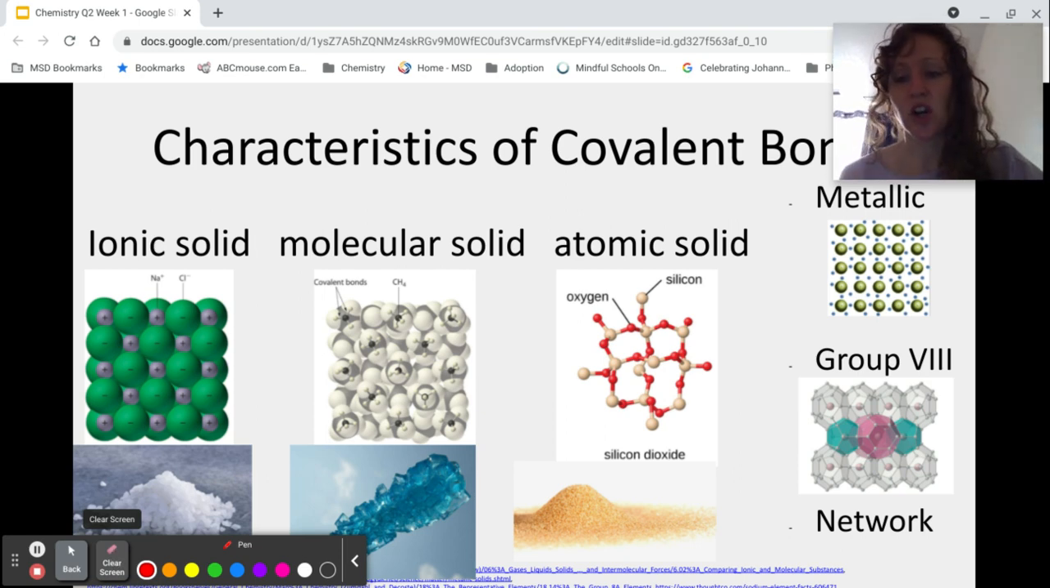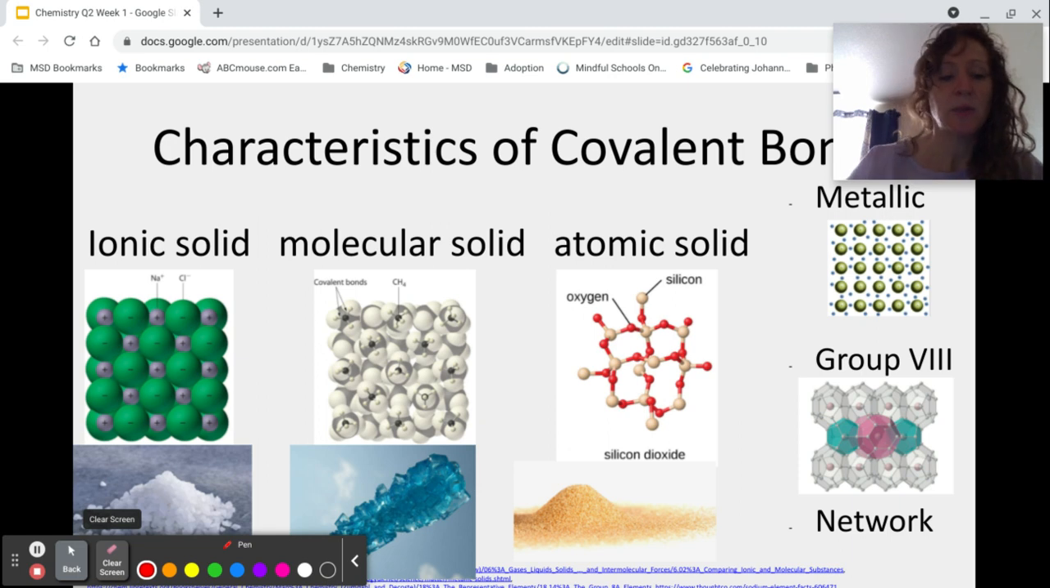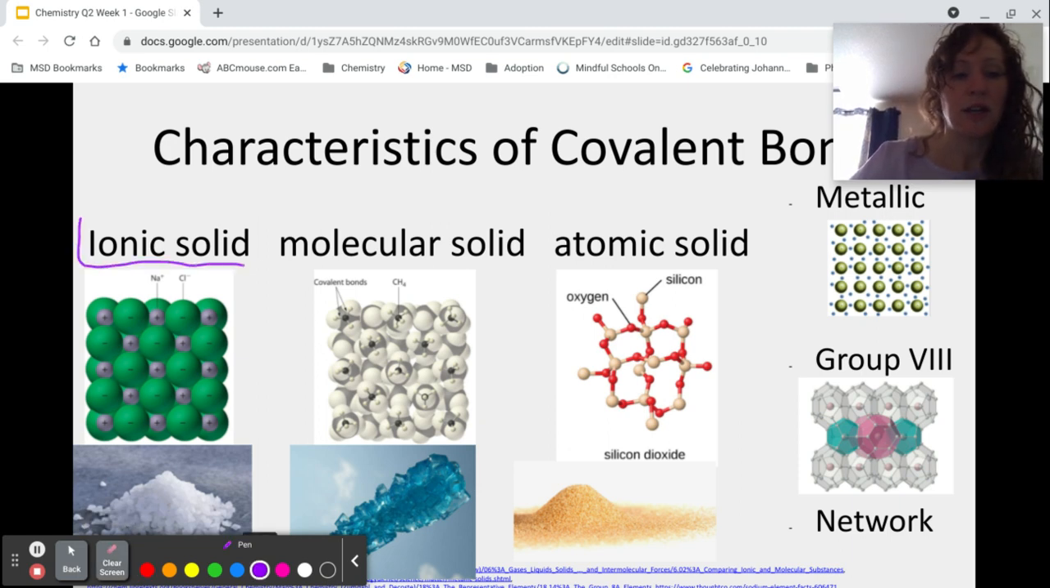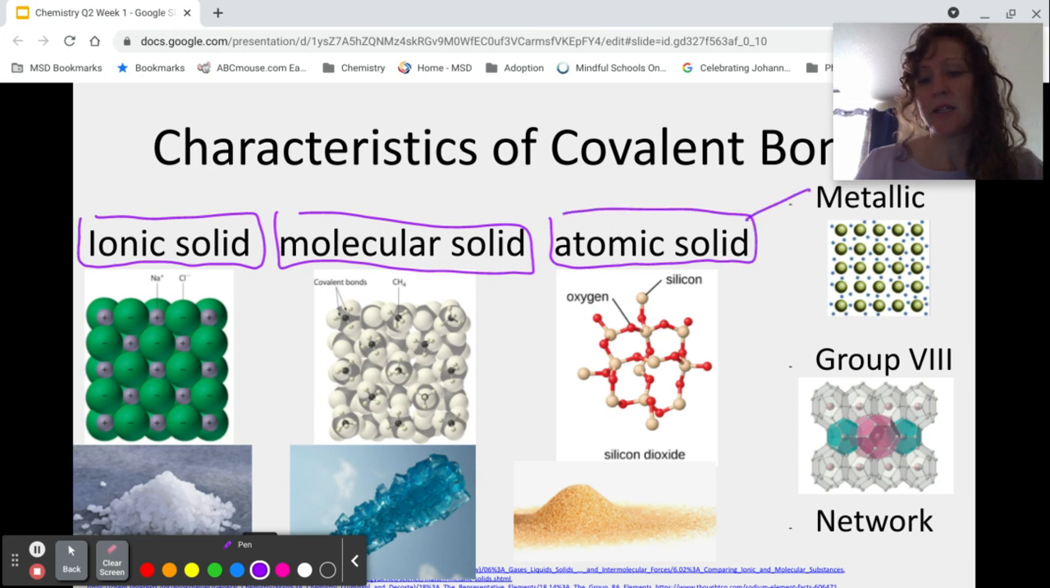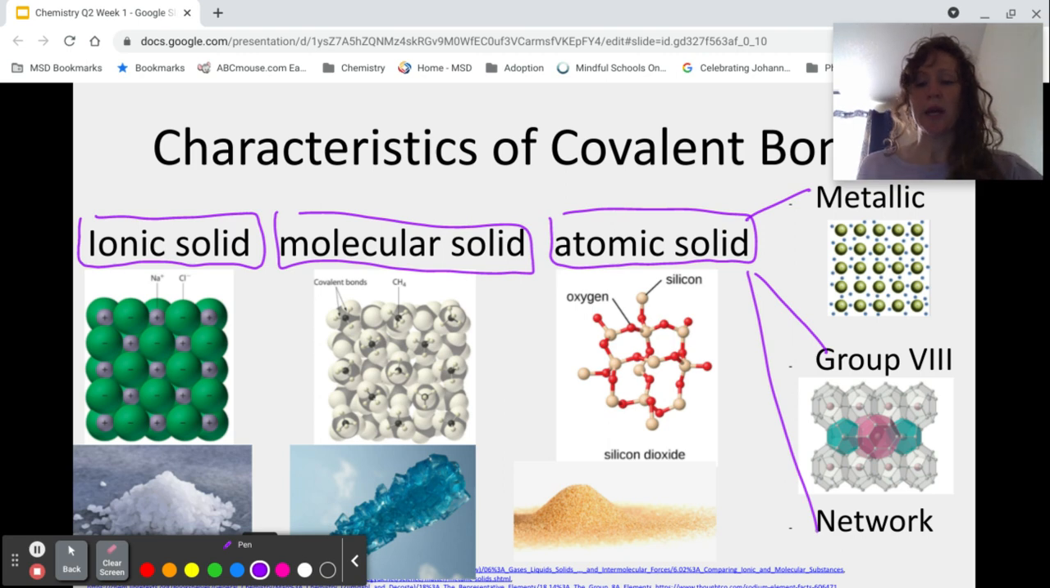Here's a chart of all the different types of solids. Basically, if you're looking at solids, you are either going to have an ionic solid, a molecular solid, or an atomic solid. And then there are 3 types of atomic solids: a metallic, group A solid, and a network solid.